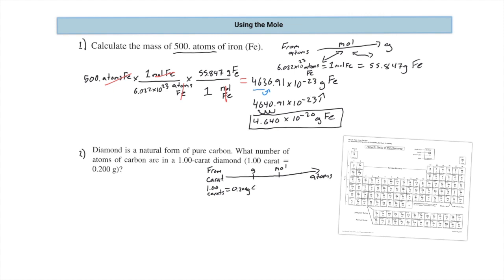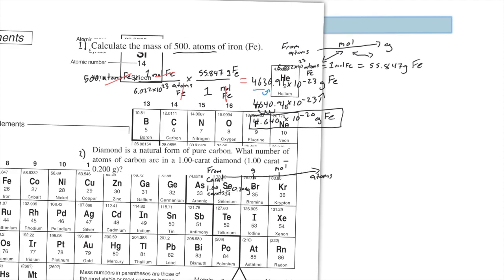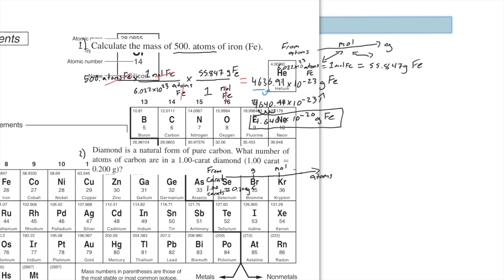Well, where do we go for that? The only place we're going to find grams of carbon is on the periodic table, right? Zoom in here for carbon. Carbon is 12.0111.